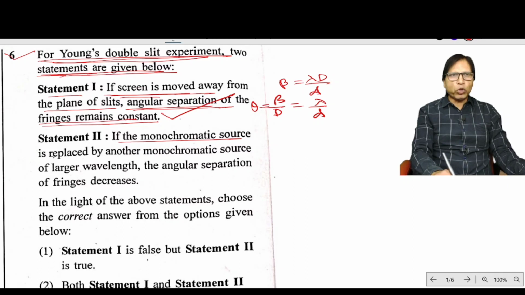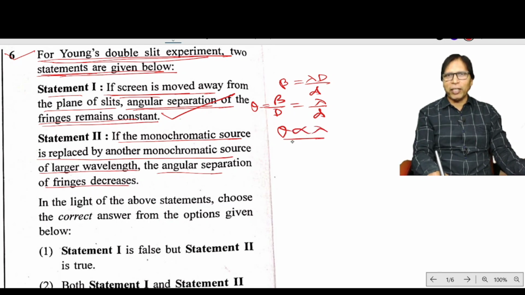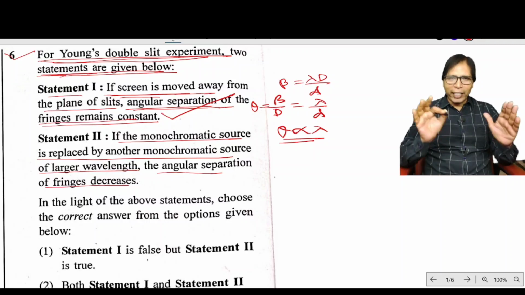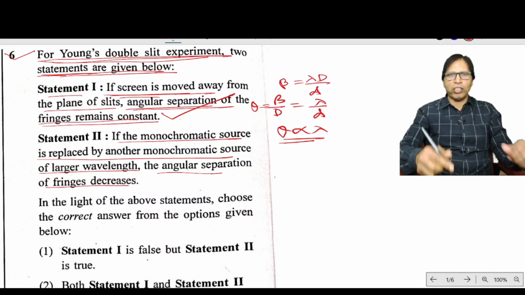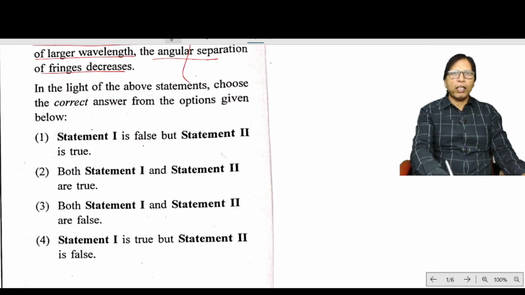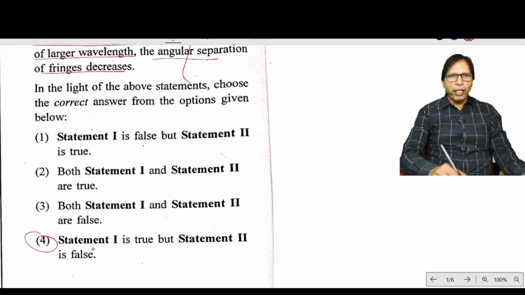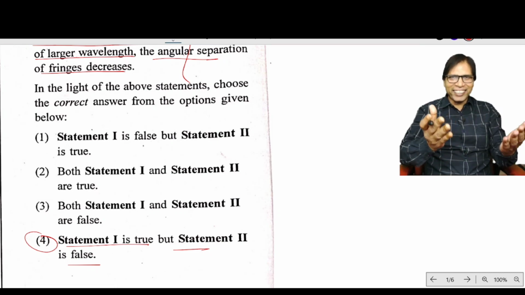Statement 2: if the monochromatic source of light is replaced by another of larger wavelength, the angular separation of the fringes decreases. No. Theta is directly proportional to lambda, so theta increases. Therefore statement 1 is correct but statement 2 is false. Look at option 4: statement 1 is true, but statement 2 is false. Okay, understood? Next.